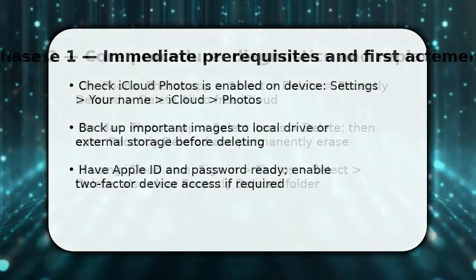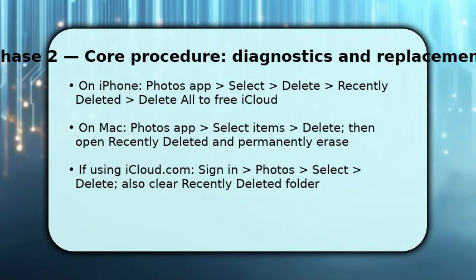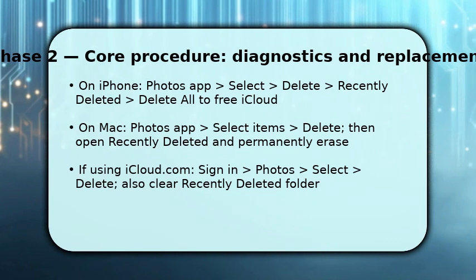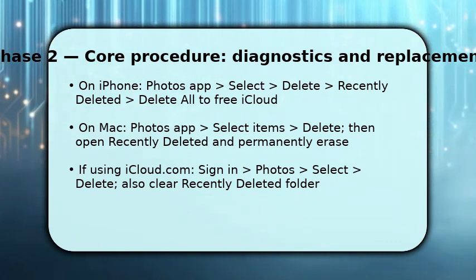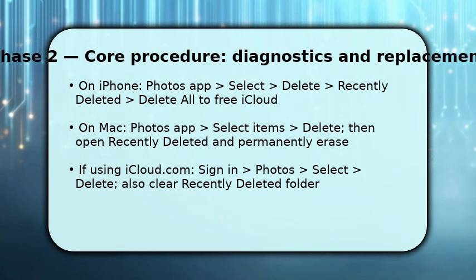Now you remove the images. On iPhone, open Photos, select Items or Albums, tap Delete, then go to Recently Deleted and choose Delete All to permanently remove them from iCloud.